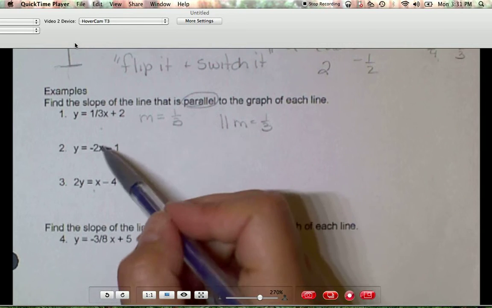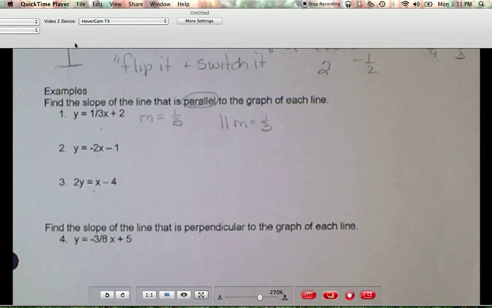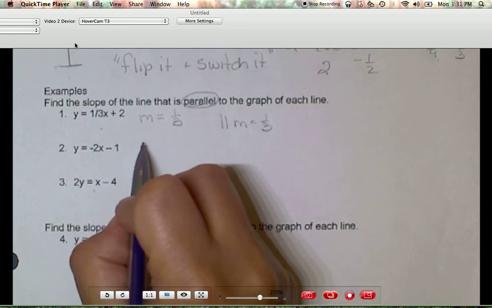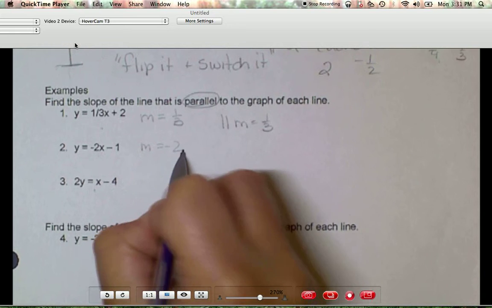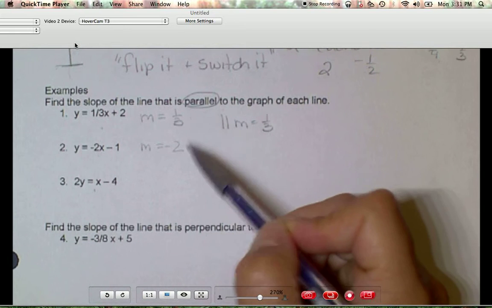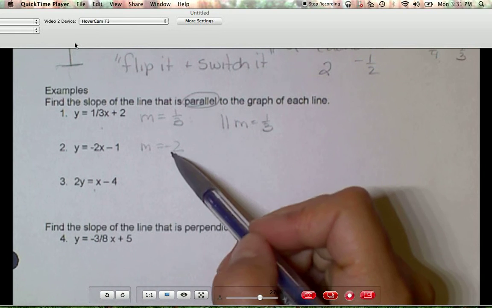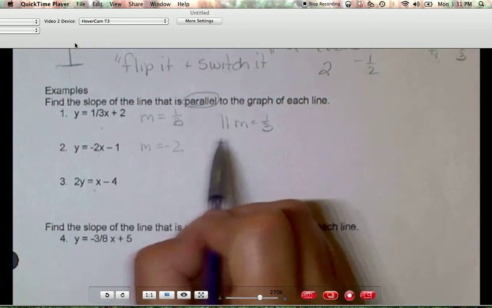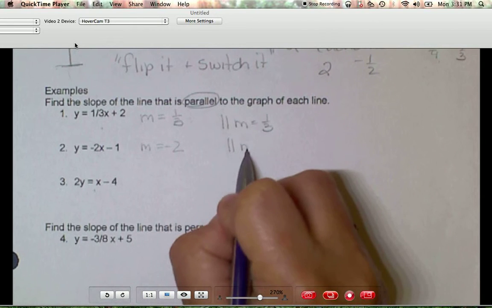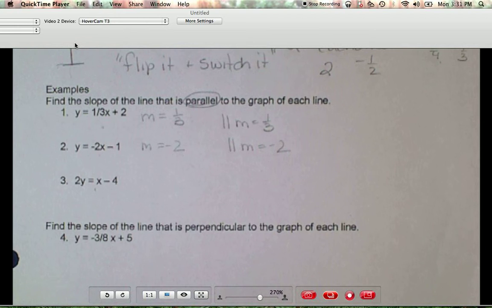Why don't you try number 2 and number 3 on your own? These should be pretty easy. And come back and check it. So if y equals -2x minus 1 is our equation, then the slope of this line is -2. Notice the slope never includes the x. The slope is the number in front of the x. So the parallel slope is going to be exactly the same, -2.